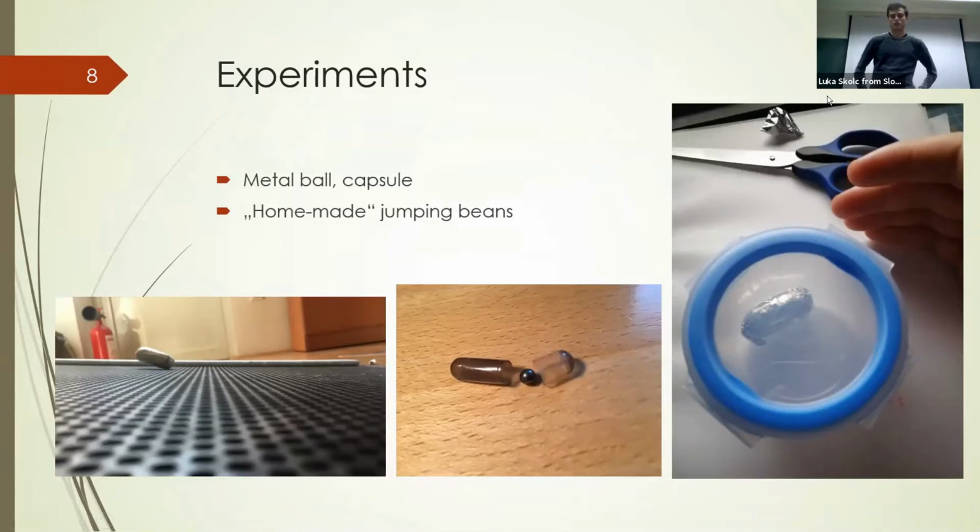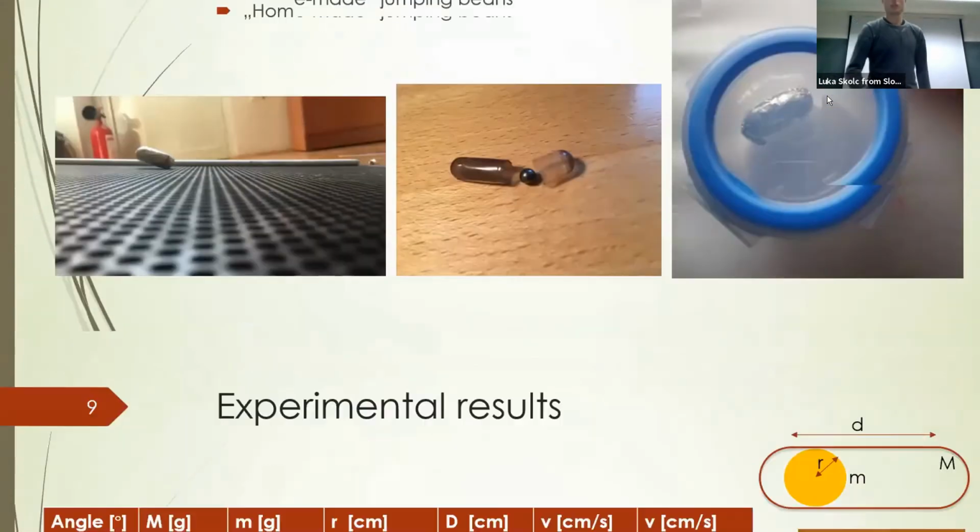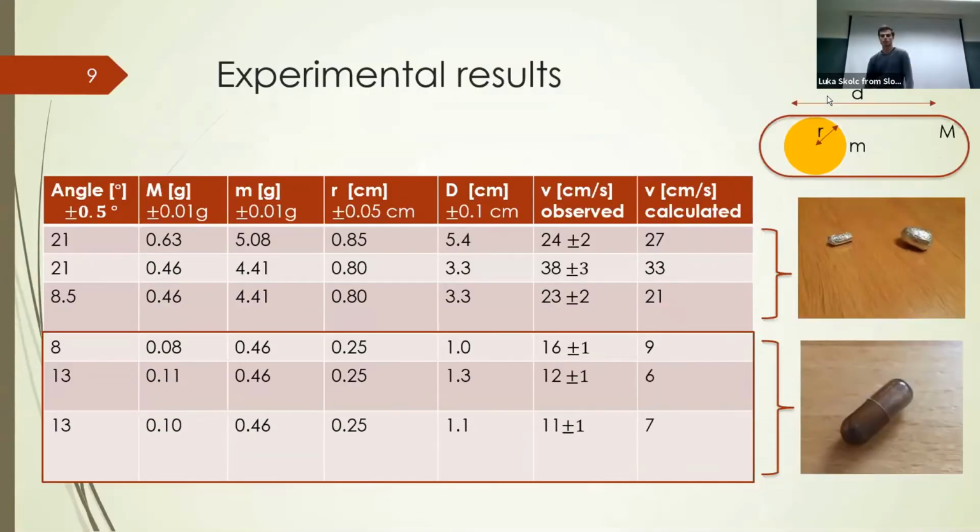For those homemade beams, we used aluminum foil and marbles. We flipped the beams down various inclined surfaces, and here are the gathered results. The bottom three beams are made of a pill capsule and a ball, and the top three are made of aluminum foil and marbles. We can see that most experimental results match with theory quite well.